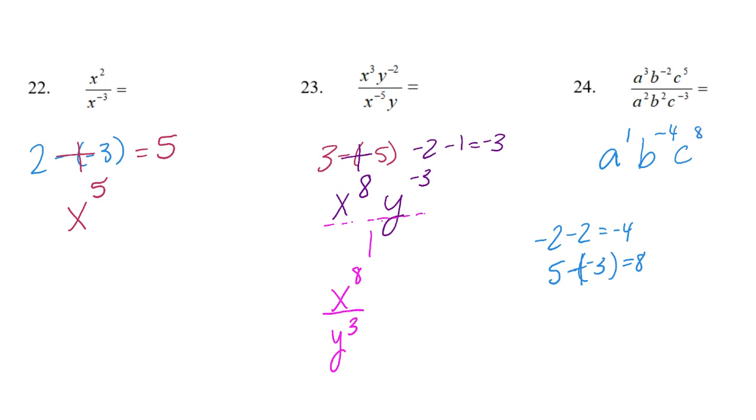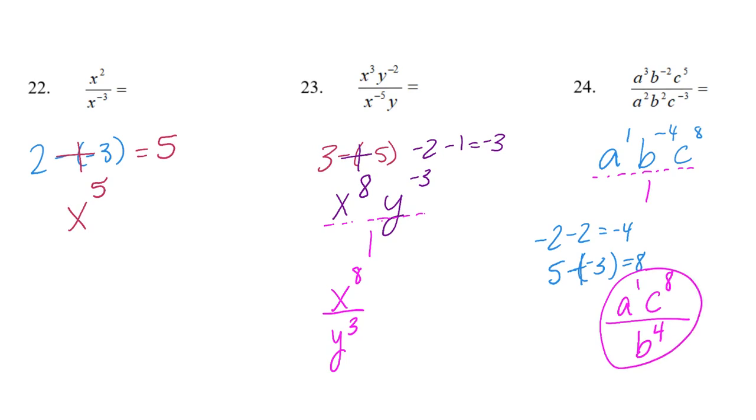So now the only thing that's unhappy is that b. So remember, we can make this a fraction. So a is positive, so it stays up top. B is negative, so it moves to the bottom to become positive. And C is positive, so it stays up top. So there's our final answer.